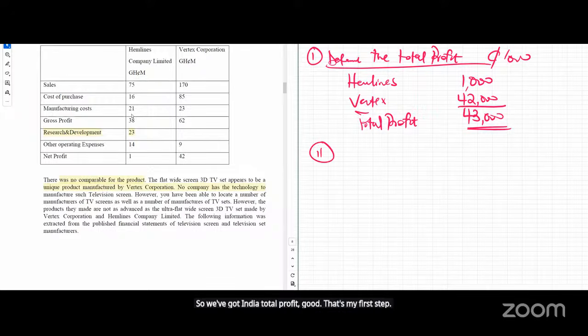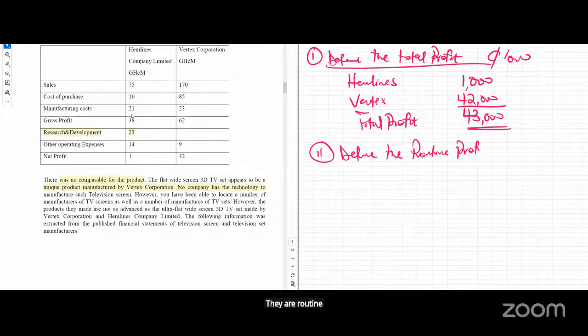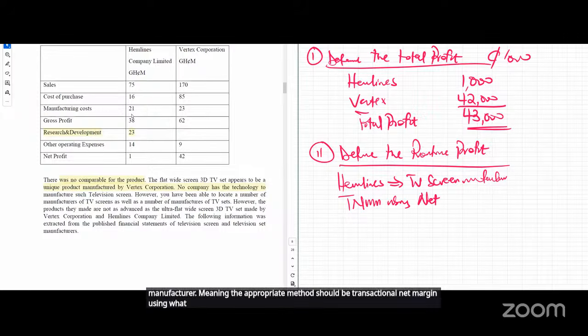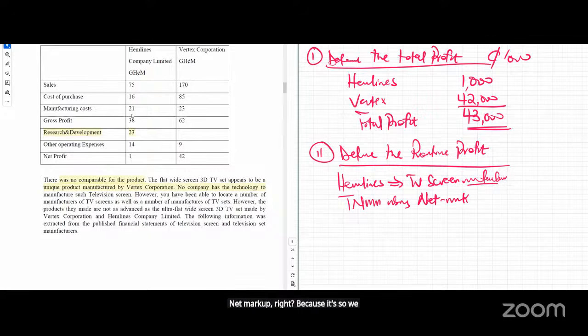Now what's step 2? We said we should determine their routine profit. So now let's try Hemline's. Hemline's was a TV screen manufacturer. Meaning the appropriate method should be transactional net margin using net markup, right? Because it's a manufacturer, so we use a net markup. And we know markup is a percentage of cost, remember? So let's go and get the average markup.